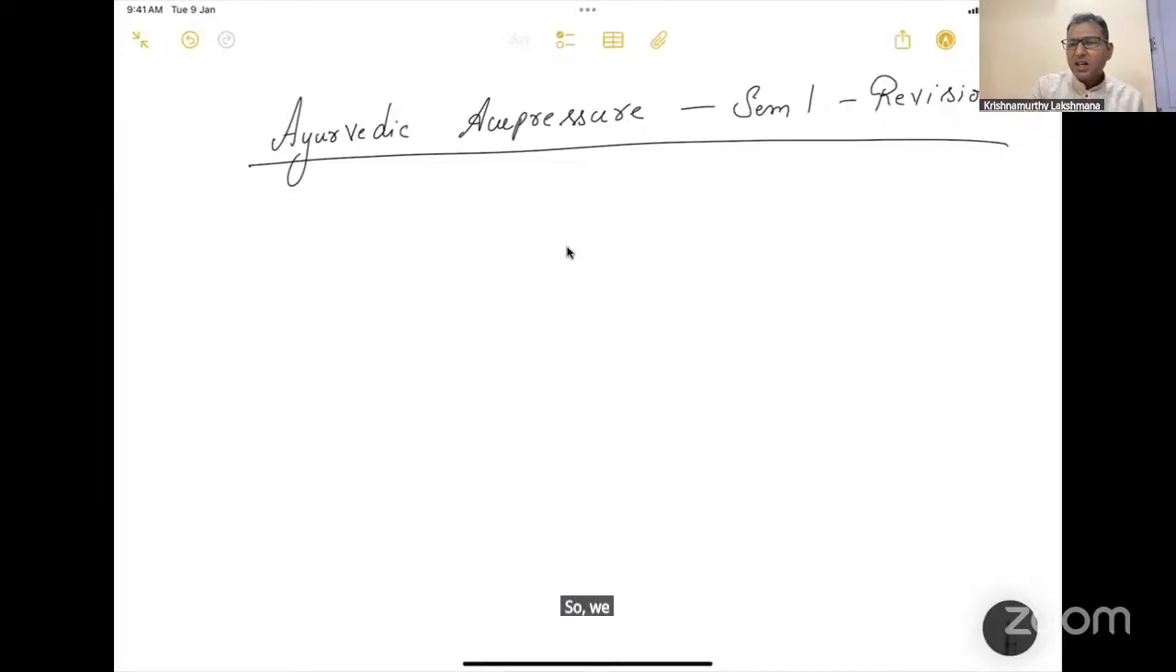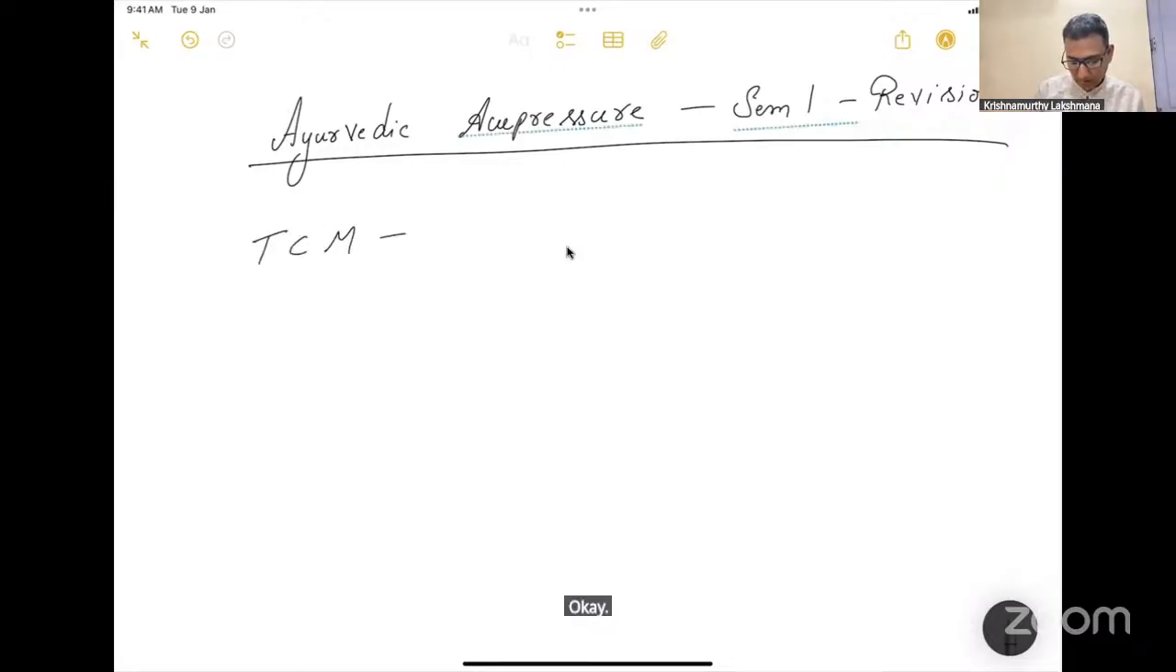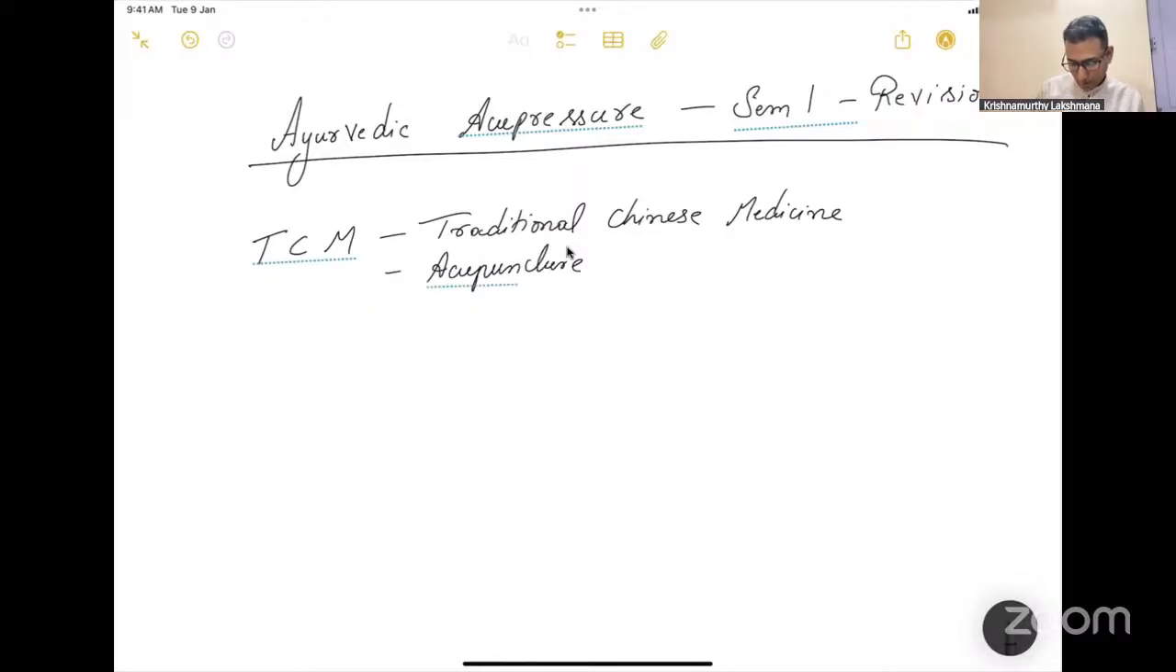So we have heard of Ayurveda in the form of herbal treatments. What is this Ayurvedic acupressure? We already have acupressure, which has existed for more than 2-3 thousand years, which is called traditional Chinese medicine. It is also called acupuncture. The principles of treatment, everything is the same.